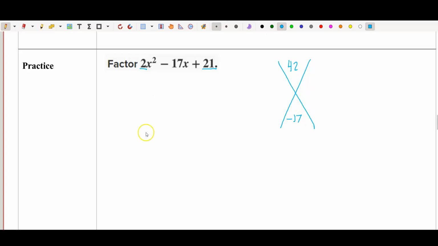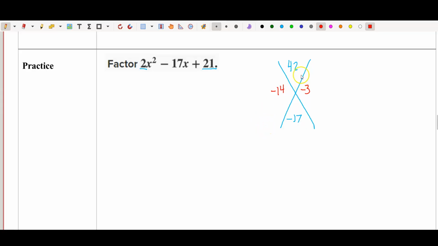So that's going to be 14, so 14 times 3 is 42. And we want that to add up not to positive 17, but to negative 17. So is that still going to work? Yes, we can make both of these negative. So this still multiplies up to positive 42, but this adds up to negative 17.